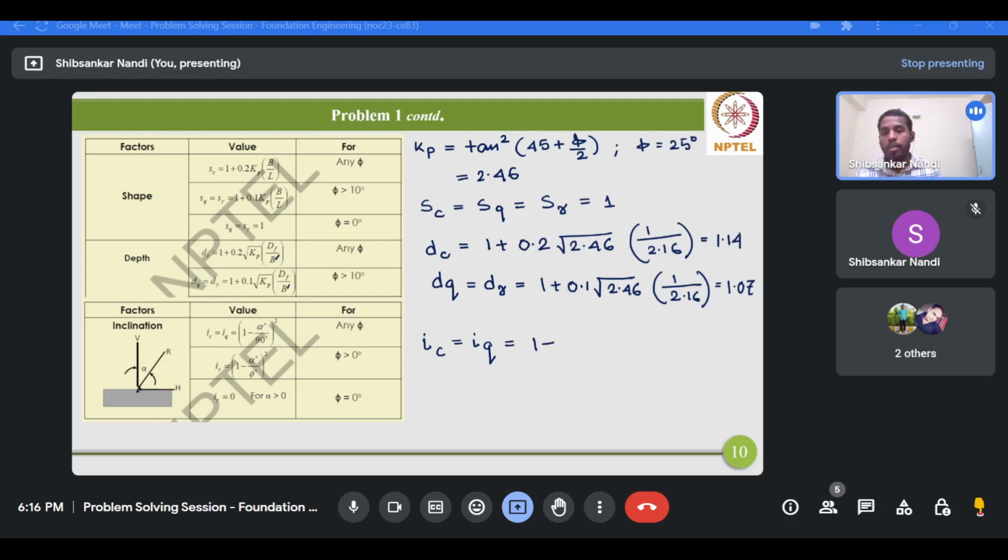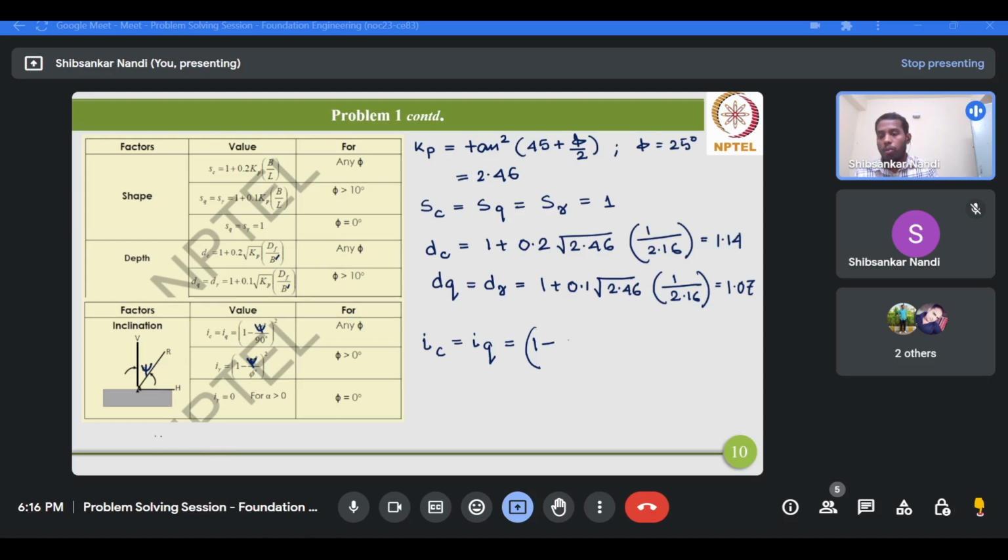you may confuse this alpha with the backface angle. So here I am basically introducing a separate variable called psi, okay, to distinguish between alpha and psi. So alpha earlier we have used for the inclination of the backface of the wall. Now here the psi is basically the inclination of the resultant load with the vertical at the base of the footing. Okay, so this is psi. So this is basically 1 minus psi by 90.